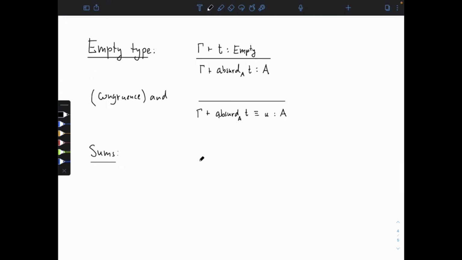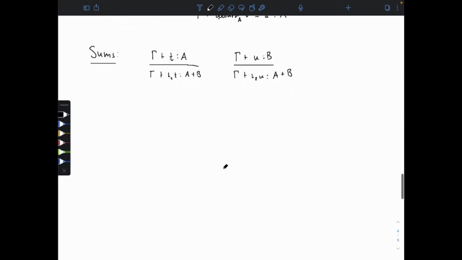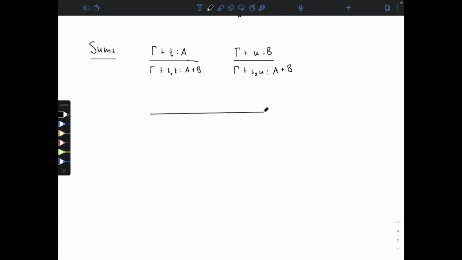Okay, sums. How about sums? For the sums, we're going to have first the obvious things, which are the injections. If I have t, a term of type A, then if I do the injection iota 1 of t, it will go into A plus B. And if I have u of type B, then iota 2 of u has type A plus B. And then we have the case business. The case business is going to be weird.